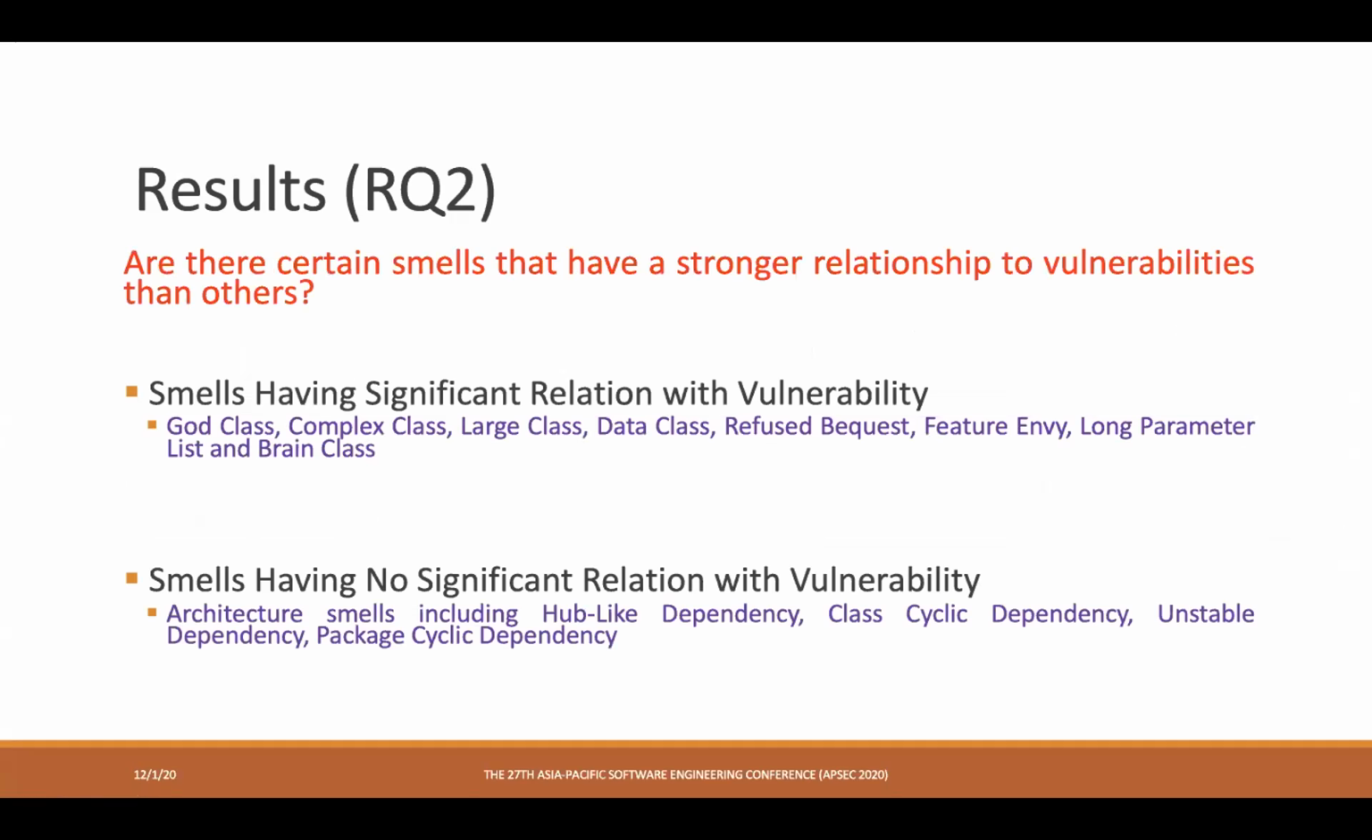In our second research question, we asked: are there certain smells that have a stronger relationship to vulnerabilities than others? Here we saw that some smells had a significant relationship with vulnerability, for example God class, complex class, large class, data class, and so on. And there are some smells, mostly architectural smells like hub-like dependency, class cyclic dependency, and unstable dependency, which had no significant relation with vulnerability.